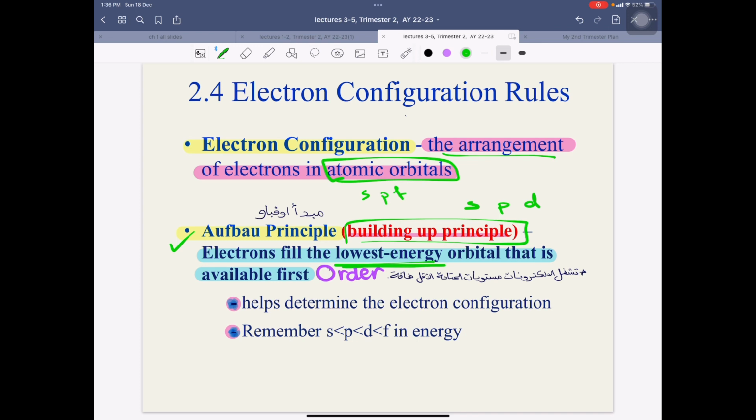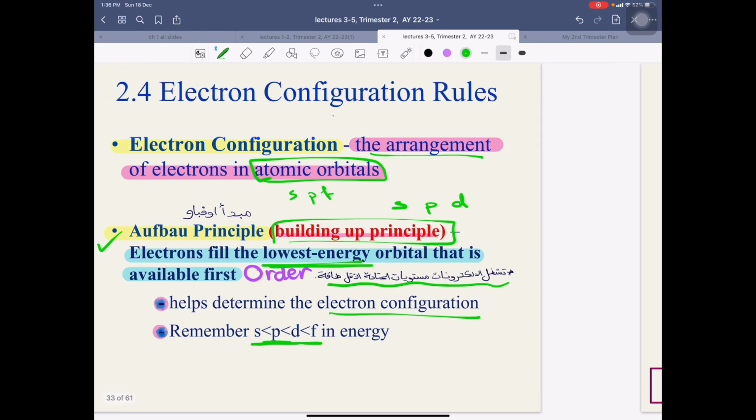And now I'll tell you how to know which level to fill first. The Aufbau principle helps us in determining the electron configuration, and remember the difference in energy levels. So the electrons occupy the available levels with the lowest energy first, then we go to the ones with higher energy.